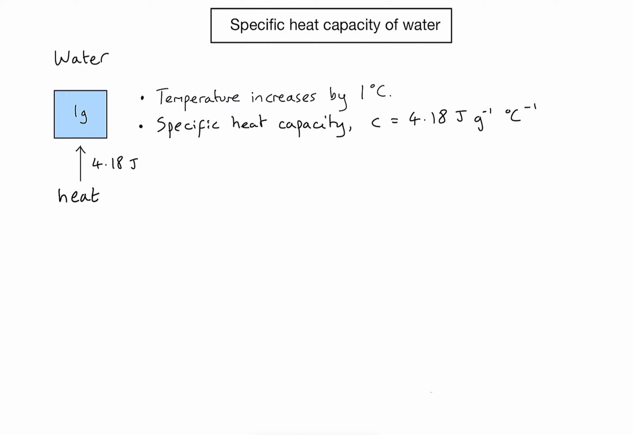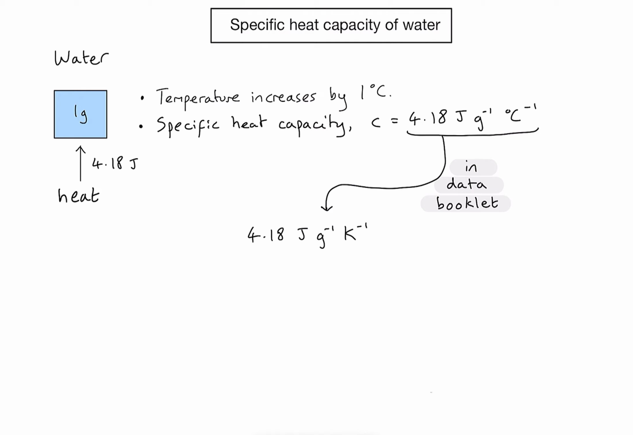So if we look in the actual data booklet, we'll see something similar written for the specific heat capacity of water with a slight difference. You'll notice the difference here is that instead of having per degree at the end, we've got per Kelvin. However, fortunately for us, the change in temperature in degrees centigrade is exactly the same as the change in temperature in Kelvin. So I can simply use exactly the same number, in this case 1 degree, because that change is the same in both of those units of temperature.